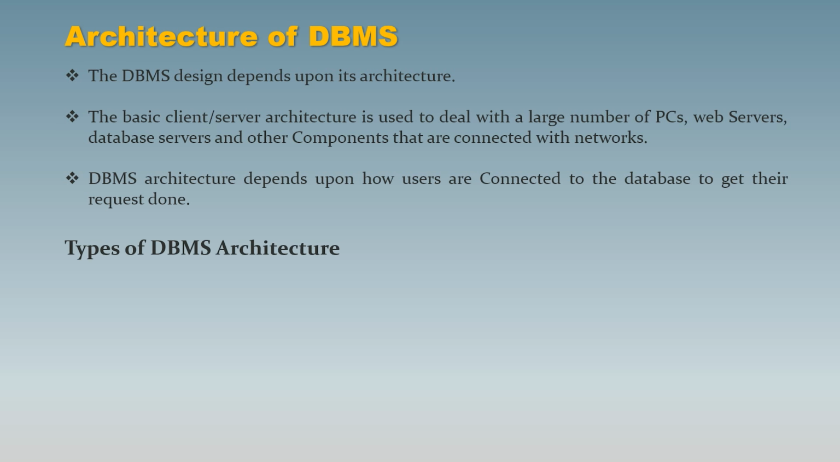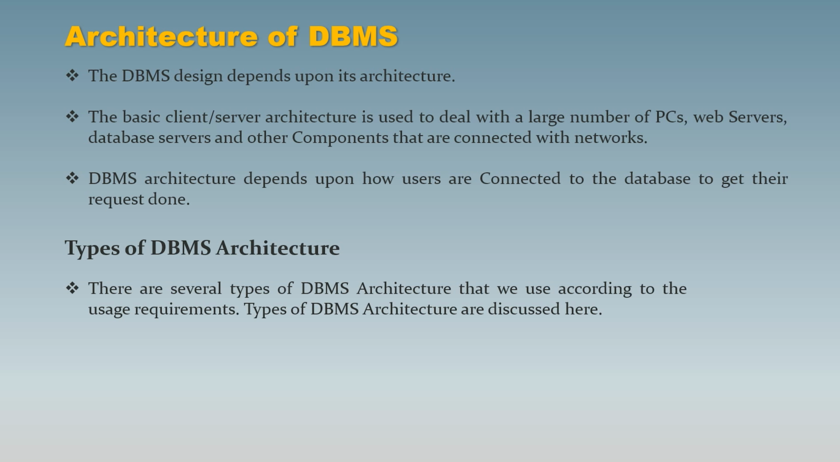Now, types of DBMS architecture. There are several types of DBMS architecture that we use according to the usage requirement. Types of DBMS architecture are discussed here: 1-tier architecture, 2-tier architecture, 3-tier architecture. So, these are the important architecture of DBMS.